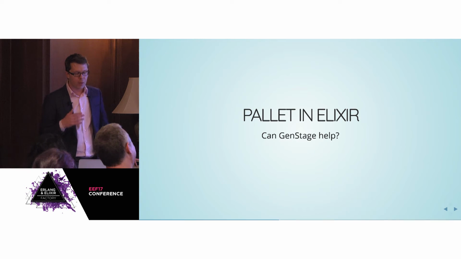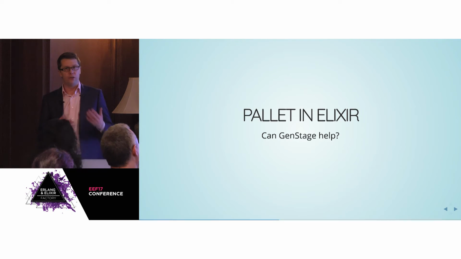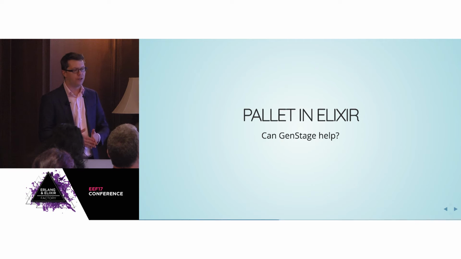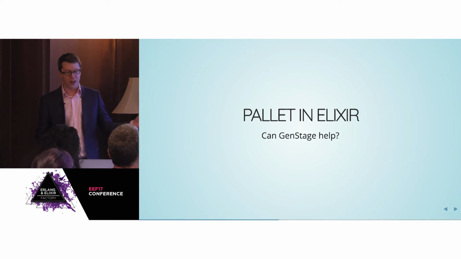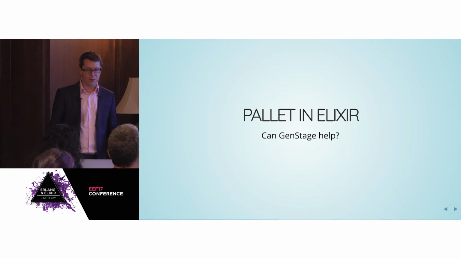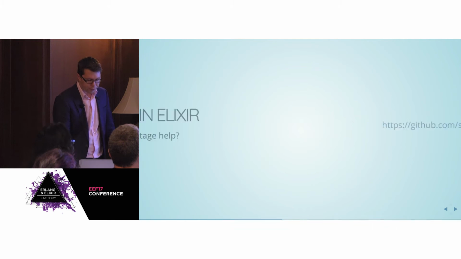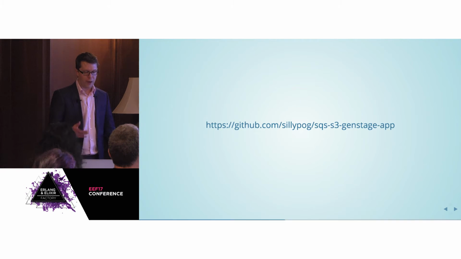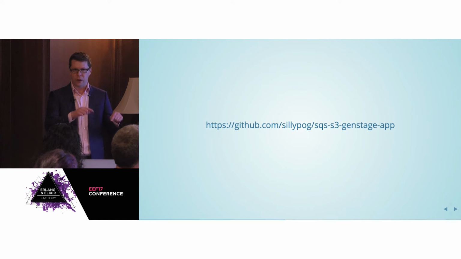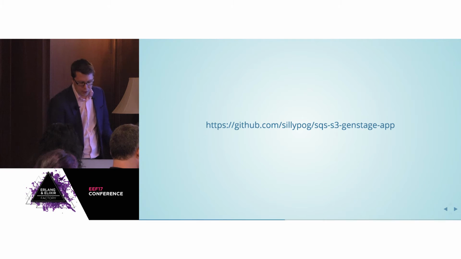So I thought, is there a better way of doing this? I was just getting into Elixir at the time, and GenStage literally just came out the day I realized that this was a problem, and I'm like, all right, well, I imagine that will do the job. Let's go and investigate it. So I built this application. It's the SQS S3 GenStage app. It has the same thing. You can check it out. You can step through, the first branch is the very simple version, and then it builds from there.